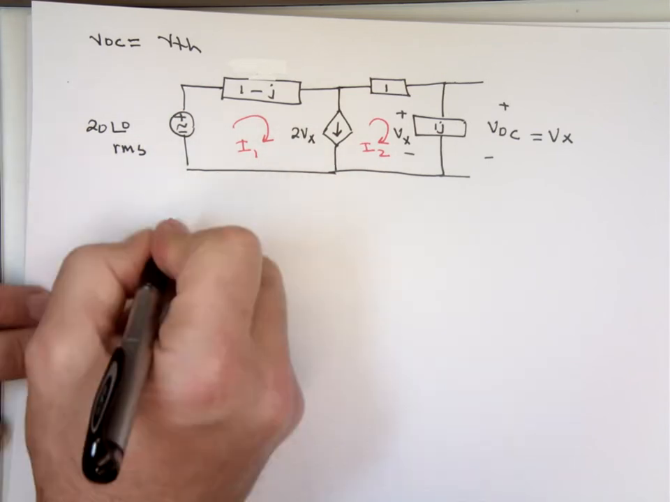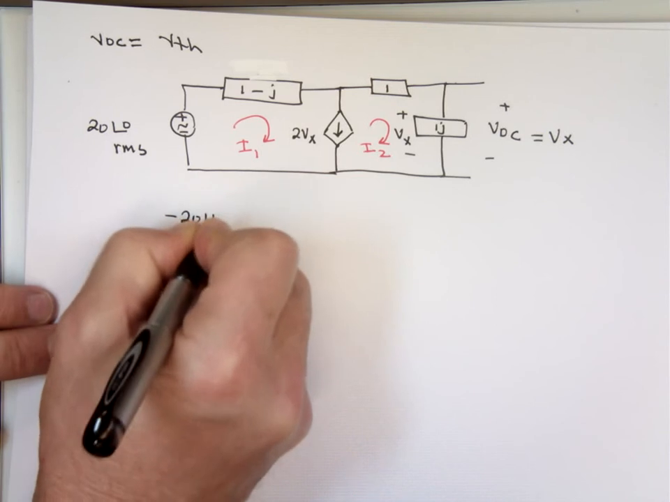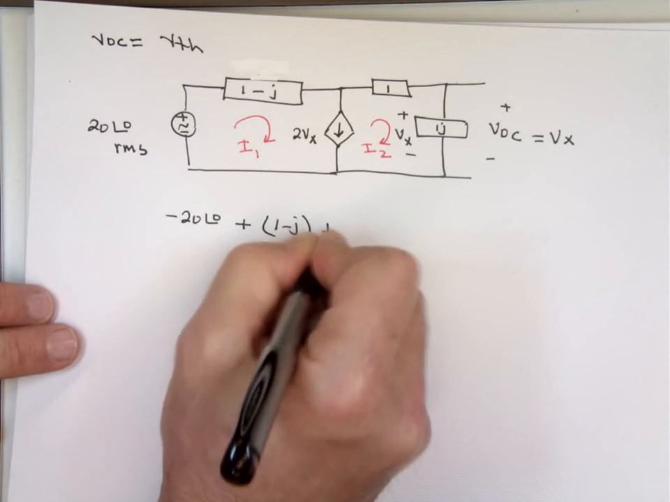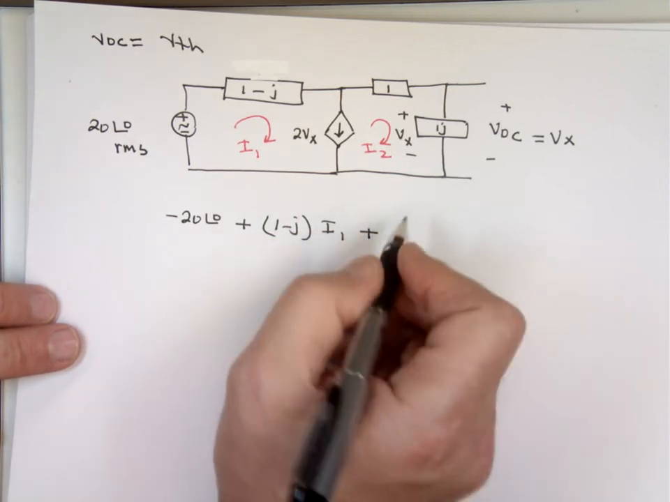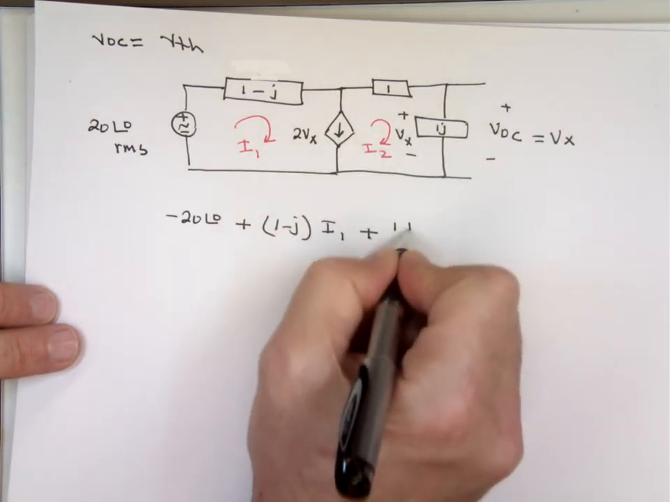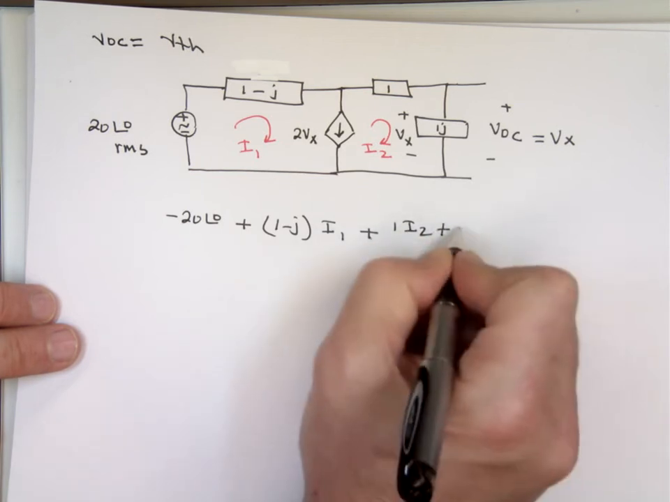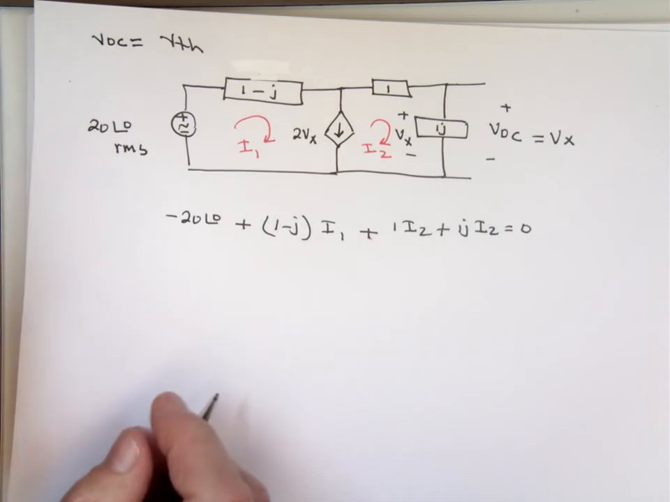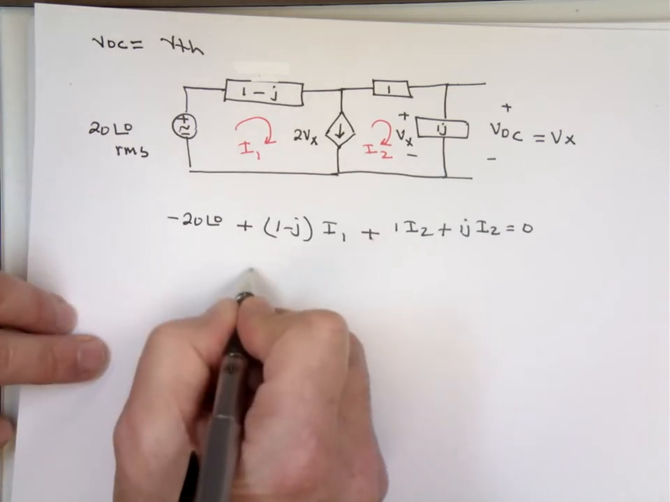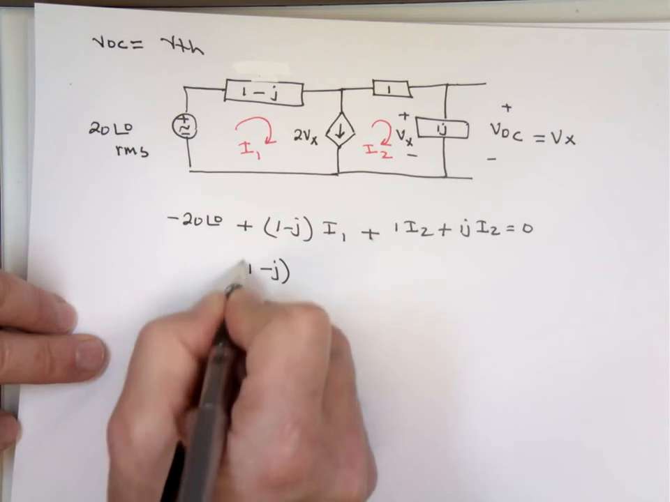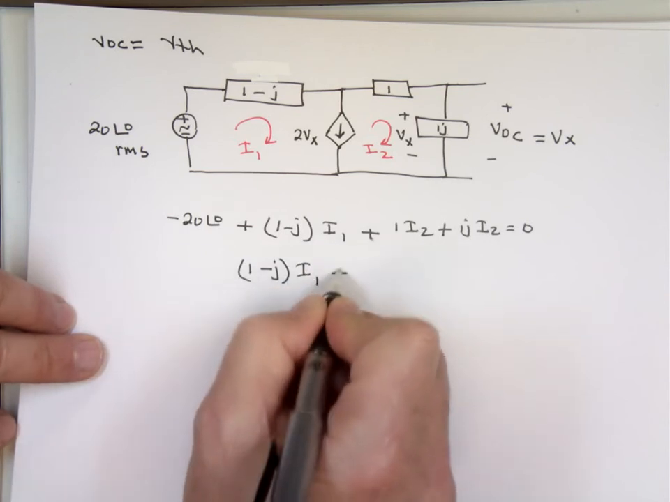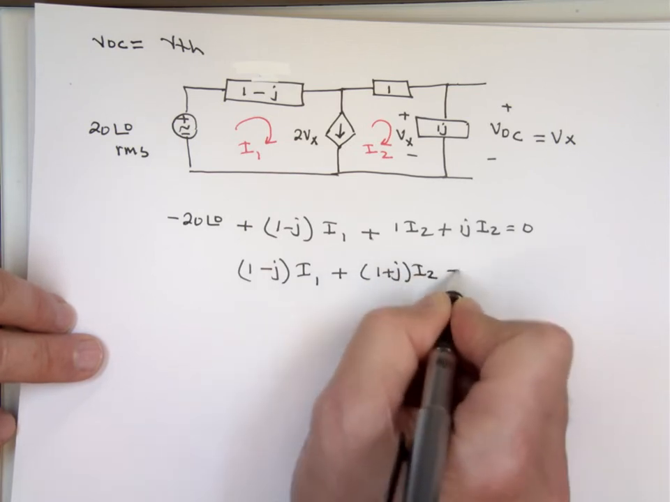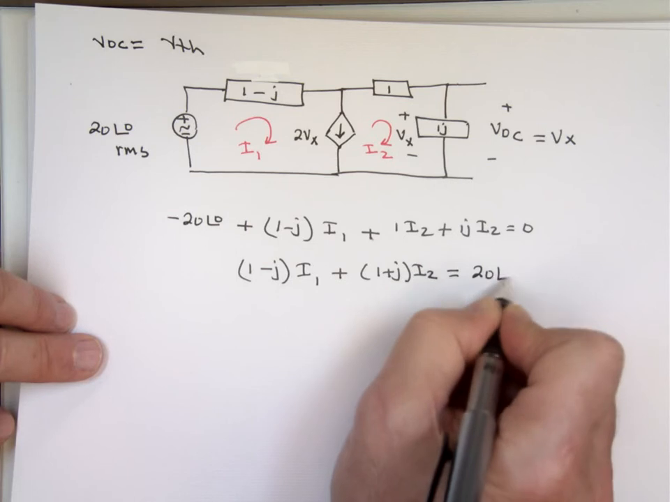So negative 20 angle 0, plus (1 minus j) times I1, plus 1 times I sub 2, plus 1j times I sub 2 is equal to 0. Clean that. (1 minus j) times I sub 1 plus (1 plus j) I sub 2 is equal to 20 angle 0. That's my equation number 1.